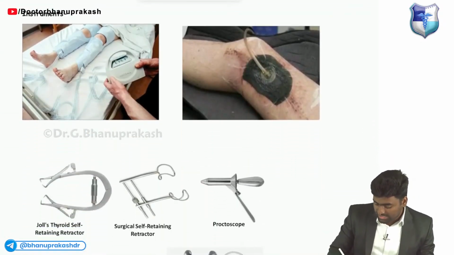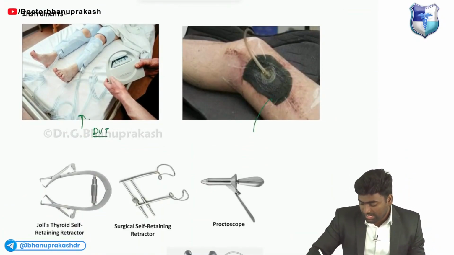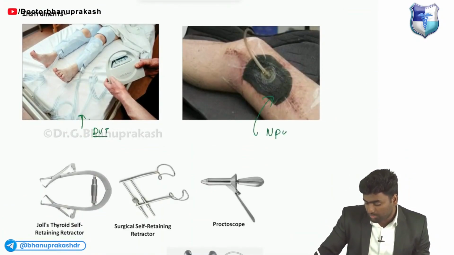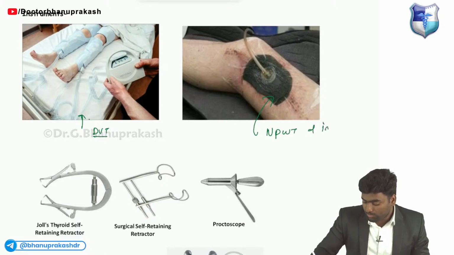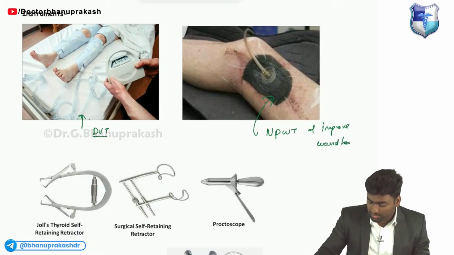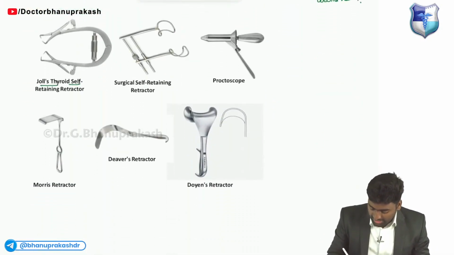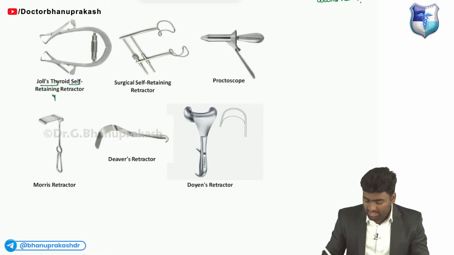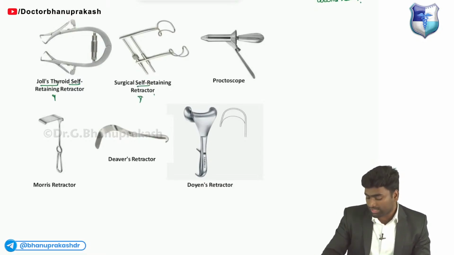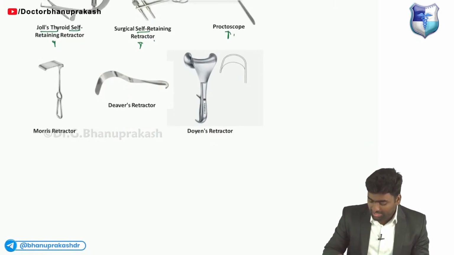Remember. This is used to prevent DVT, the pneumatic compression device, and this is negative pressure wound therapy, to improve wound healing. Then there are a few instruments. This is the Joll's thyroid retractor, which is used to retract the thyroid gland. Next, this is the abdominal wall retractor, and this is the proctoscope. And there are a few more retractors.